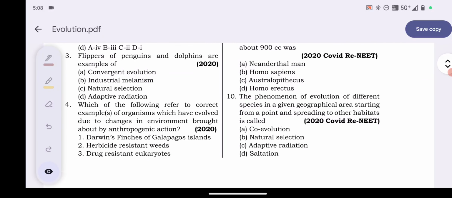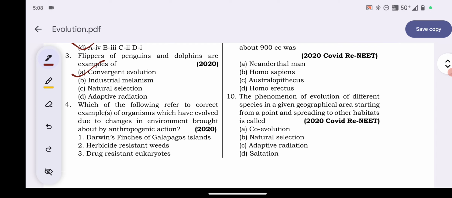Flippers of penguins and dolphins are examples of option A convergent evolution, option B industrial melanism, option C natural selection and option D adaptive radiation. So what will be the answer? The answer is option A, convergent evolution. Flippers of penguins and dolphins are examples of convergent evolution.